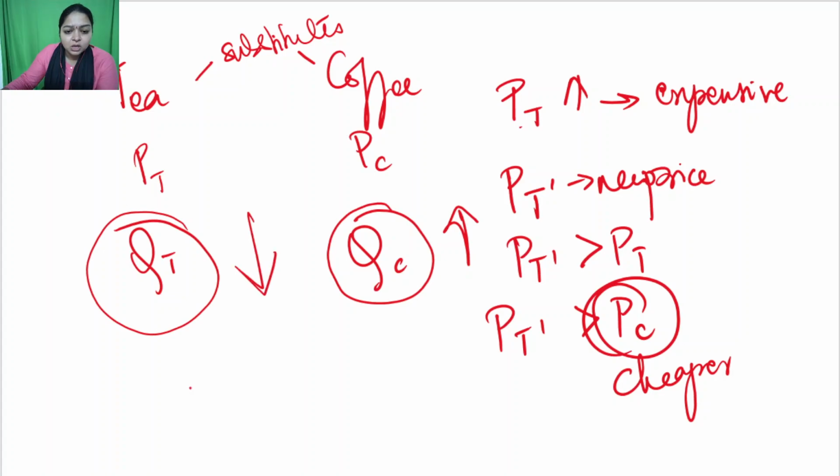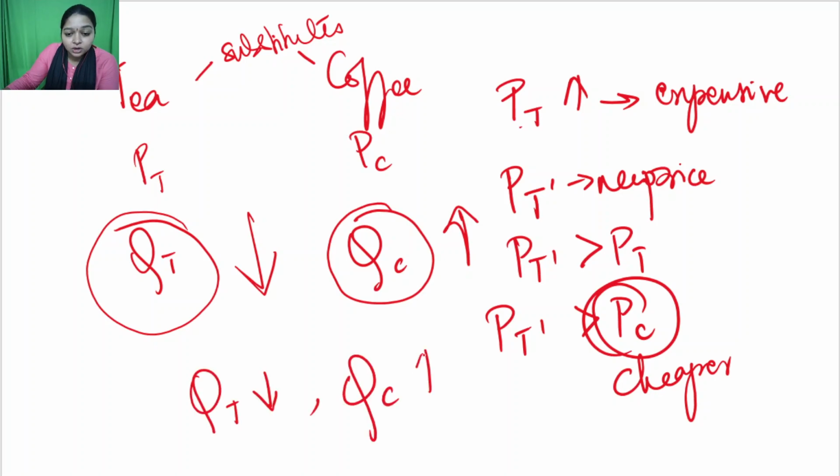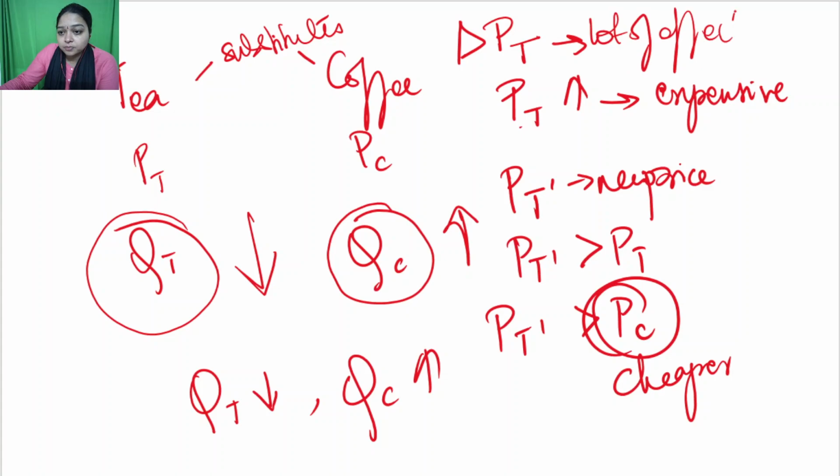Clear? So here what will happen? Quantity demanded of tea will decrease and quantity demanded of coffee will increase. Right? So here because they are easily substitutable, this change in price of tea has a lot of effect on quantity of tea because they are substitutes.